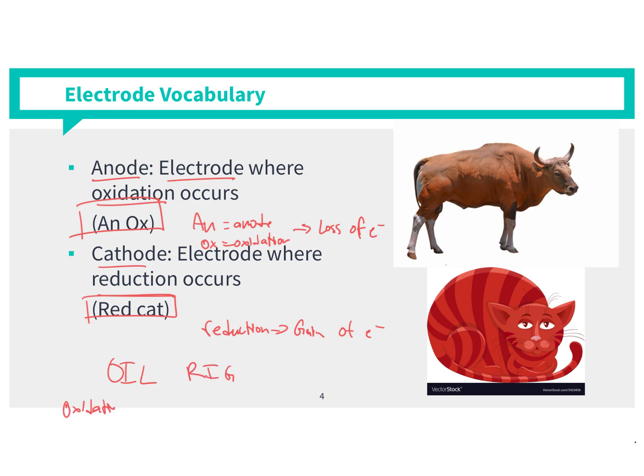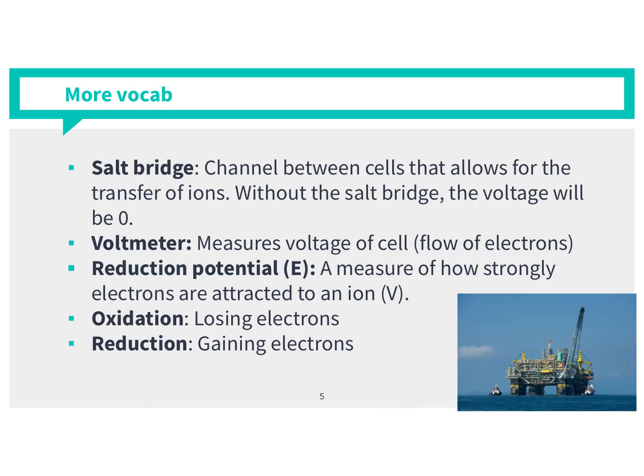Oxidation is loss, reduction is gain. So at the anode, you oxidize, at the cathode, you reduce. A little bit more vocabulary before I actually show you what this looks like in a real cell. You have a salt bridge, and this is a channel between the two different cells, these cells being the anode and the cathode, that allows for the transfer of ions.